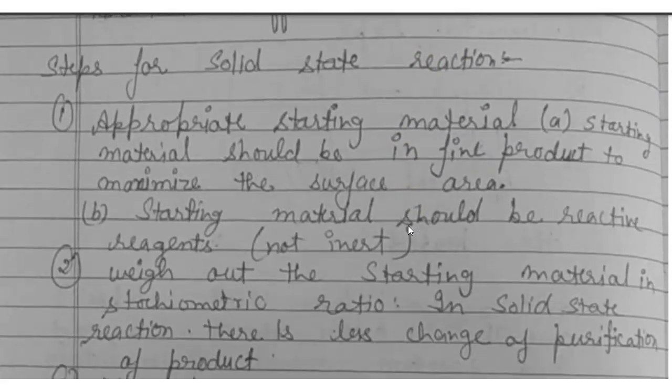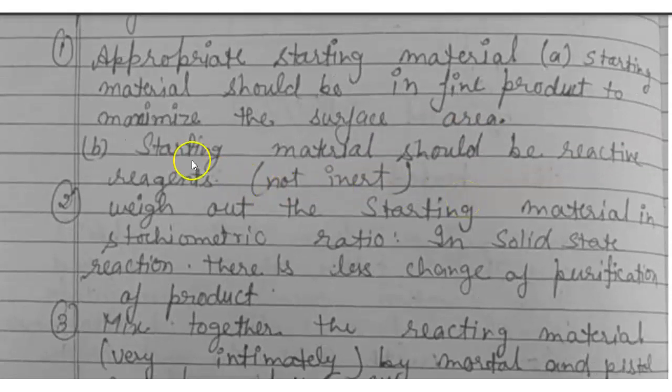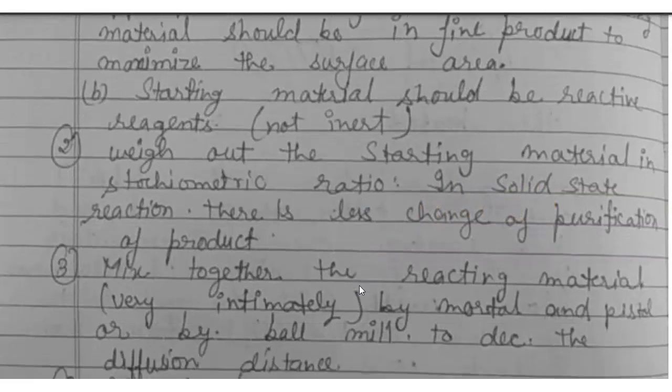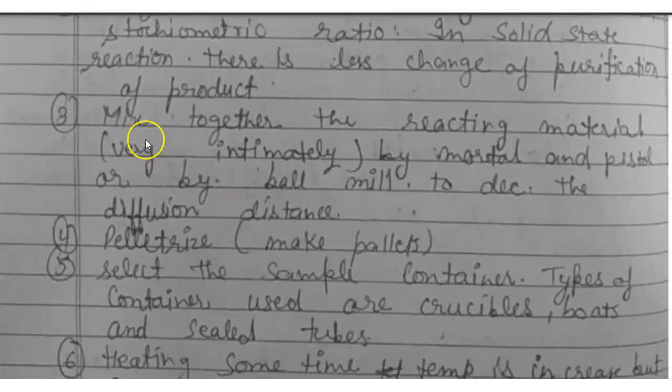Steps of solid state reaction. First, appropriate starting material. The starting material should be in fine powder form to maximize the surface area. Second, the starting material should be a reactive reagent, not inert. The second point is to weigh out the starting materials in stoichiometric ratio. In solid state reactions, there is less chance of purification of the product. Next step, we mix together the reacting materials thoroughly by mortar and pestle or by ball mill to decrease the diffusion distance.